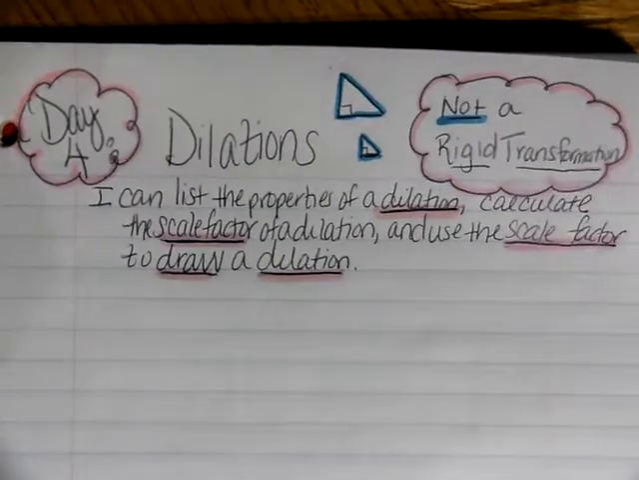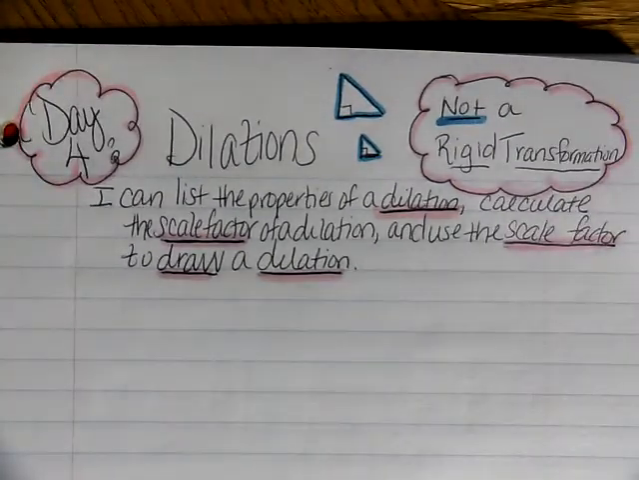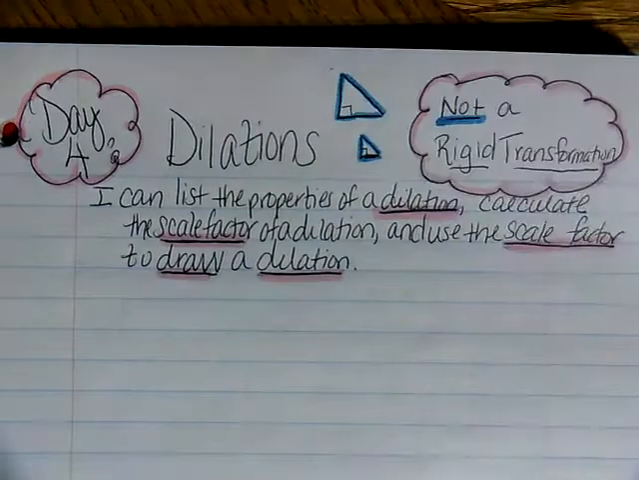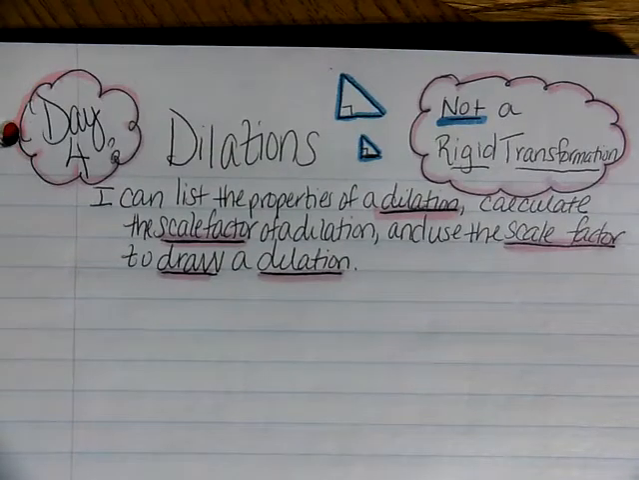Everyone, for today's lesson, we are going to learn about our last transformation, which is called dilations. Now, dilations is not a rigid transformation because in a dilation, figures become bigger or they become smaller, depending on what we call a scale factor.